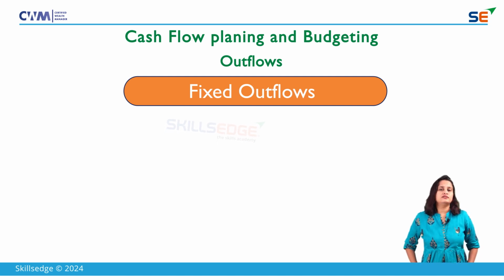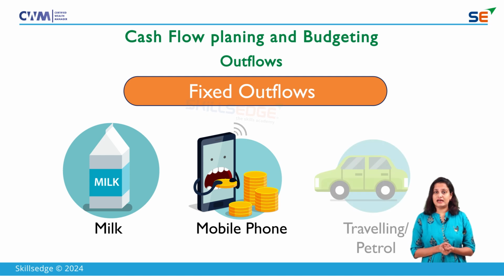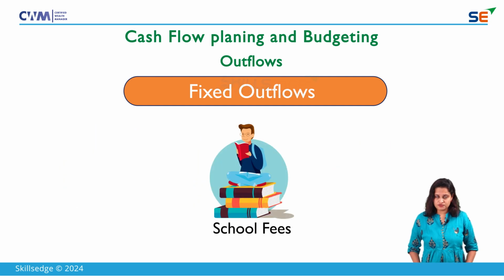During our earlier discussion on data collection, we had touched upon the topic of household expenses like expenses on grocery, milk, mobile phone, travel, petrol expenses, etc. These are our normal household expenses. These can be termed as fixed expenses. Even the children's school fees or tuition fees can either be considered as a recurring expense or a fixed expense depending upon the period of their studies.